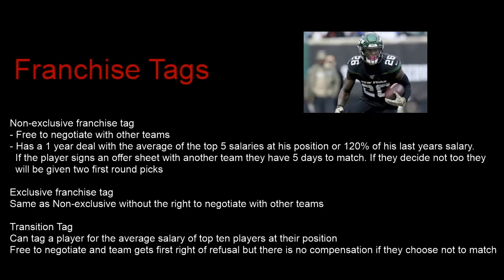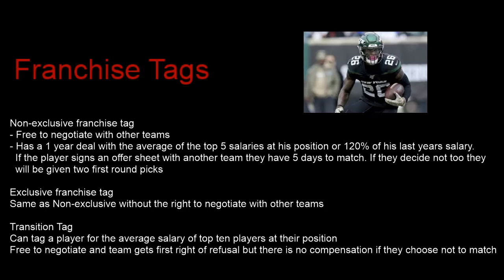The last one is the transition tag. Now, the transition tag is the average salary of the top 10 players at their position. They are free to negotiate, and a team gets first right of refusal, but there is no compensation if they choose to match. So what that tells you is you transition tag a guy, he gets a good salary, but he might go out still.